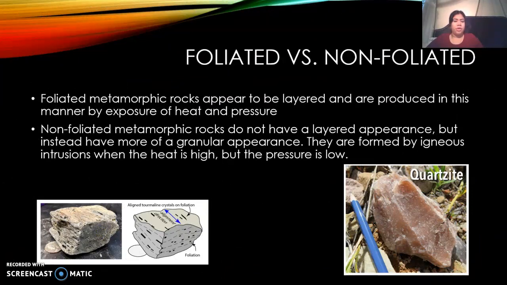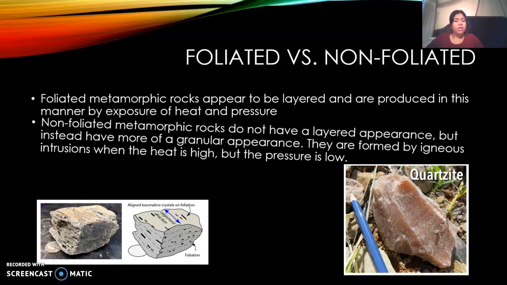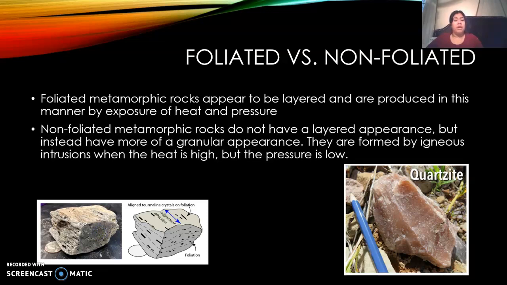Then you've got the foliated versus non-foliated metamorphic rocks. So when it's foliated, they appear to have layers of rock, and this is produced by exposure of heat and pressure. And the non-foliated metamorphic rocks don't have that layered appearance, but instead have more of a granular appearance. And they're formed by igneous intrusions when the heat is high, but the pressure is low.